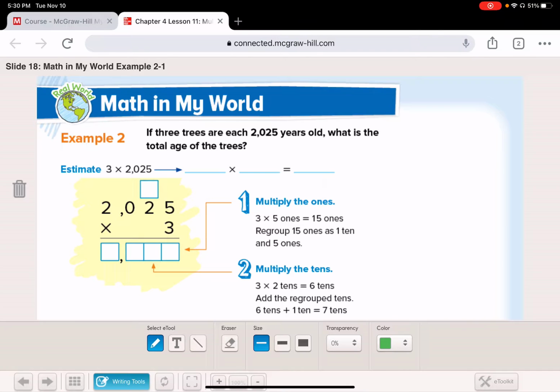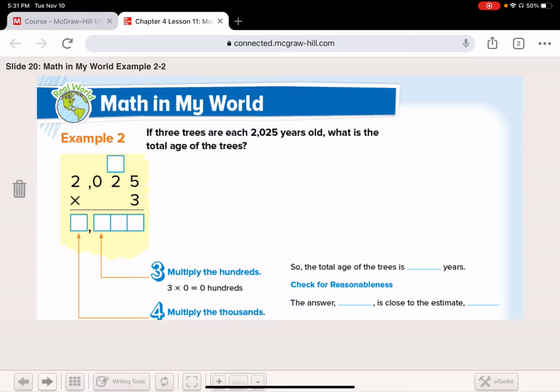So this time we're just going to solve it using the standard algorithm. First step being multiply the ones, so that's right here. 5 times 3 is 15. The 1 goes here and the 5 goes here. Okay, step 2, multiply the tens. That's the 2 times the 3. 2 times 3 equals 6. And then we have this 1 up here that we have to add. So 6 tens plus 1 ten is 7 tens. Okay, so far I have 75.